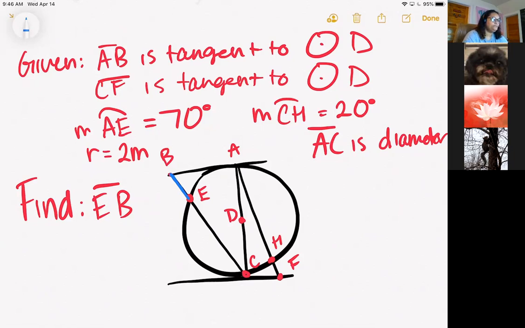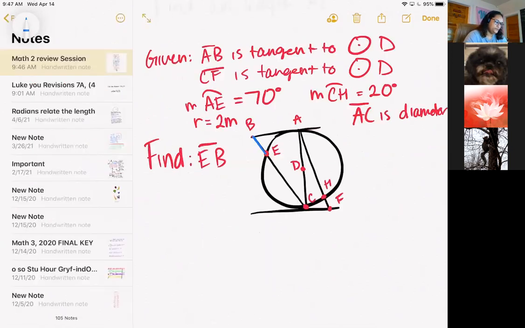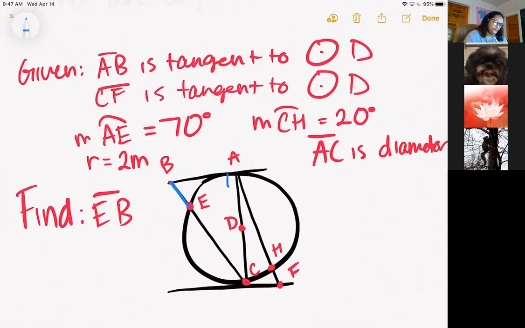Do tangents form a right angle? Yes, tangent lines to a circle form a right angle with the radius. So angle BAC is a right angle, and angle ACF is also a right angle. What else?